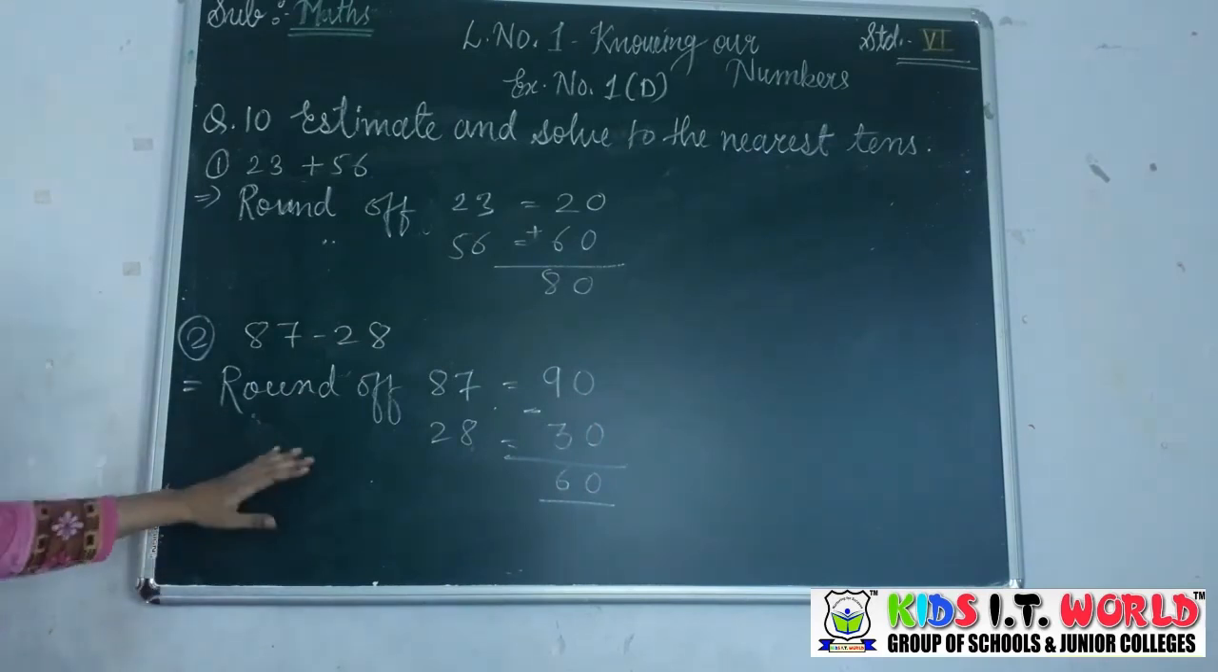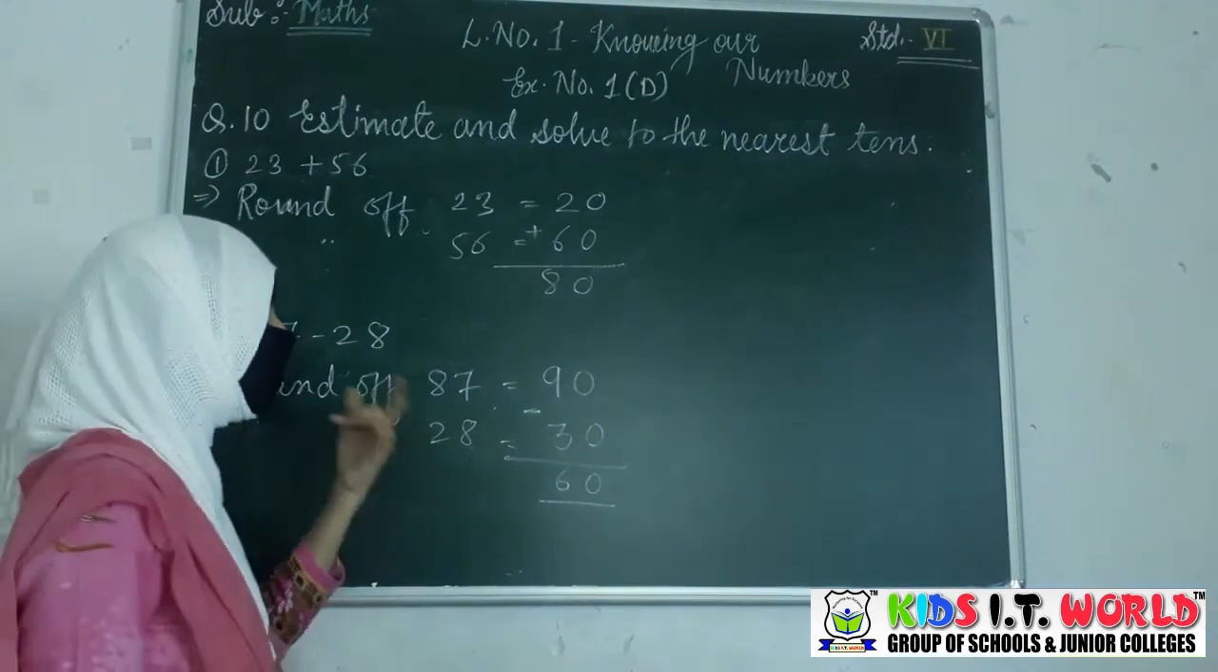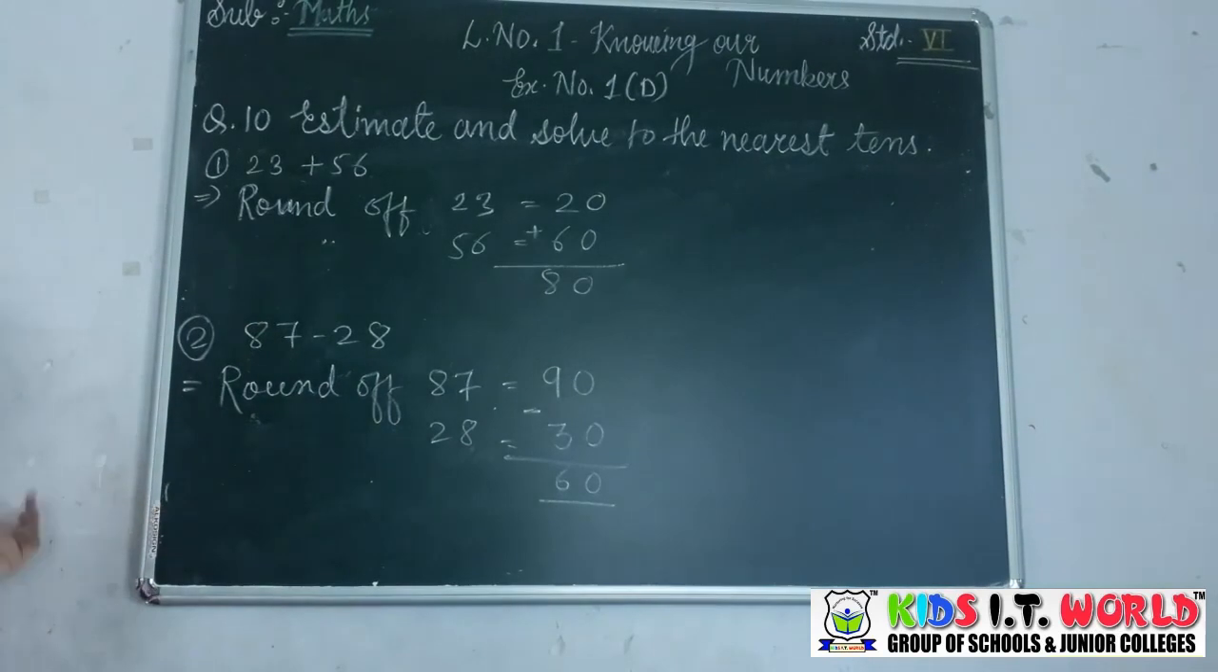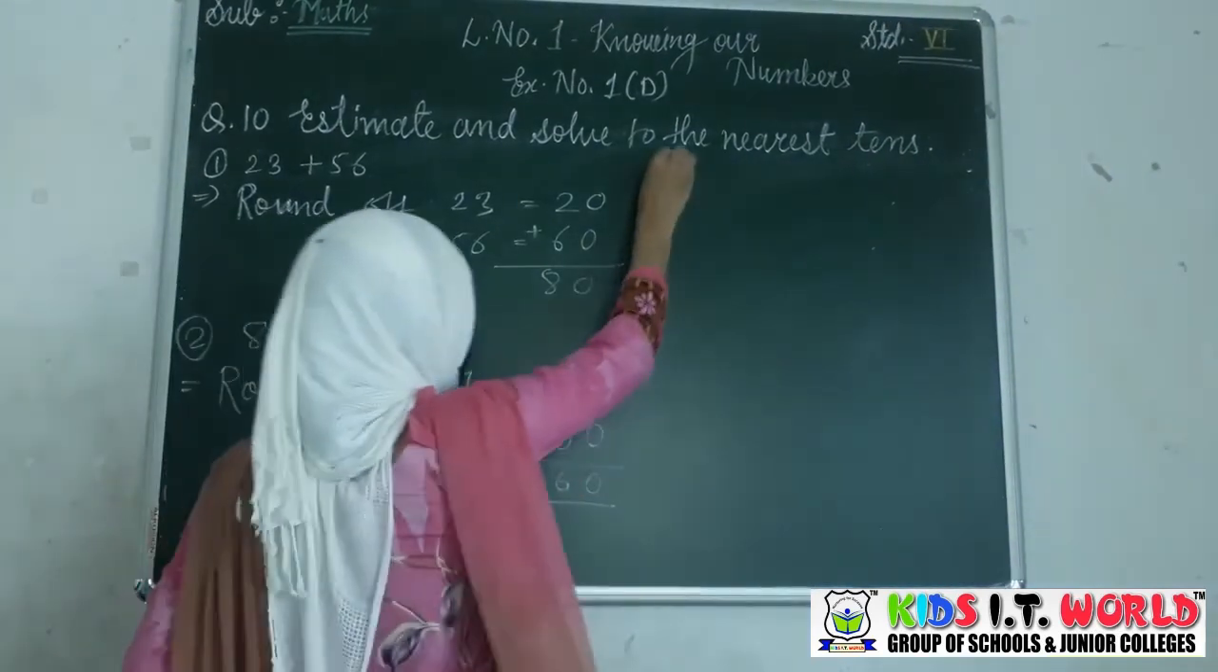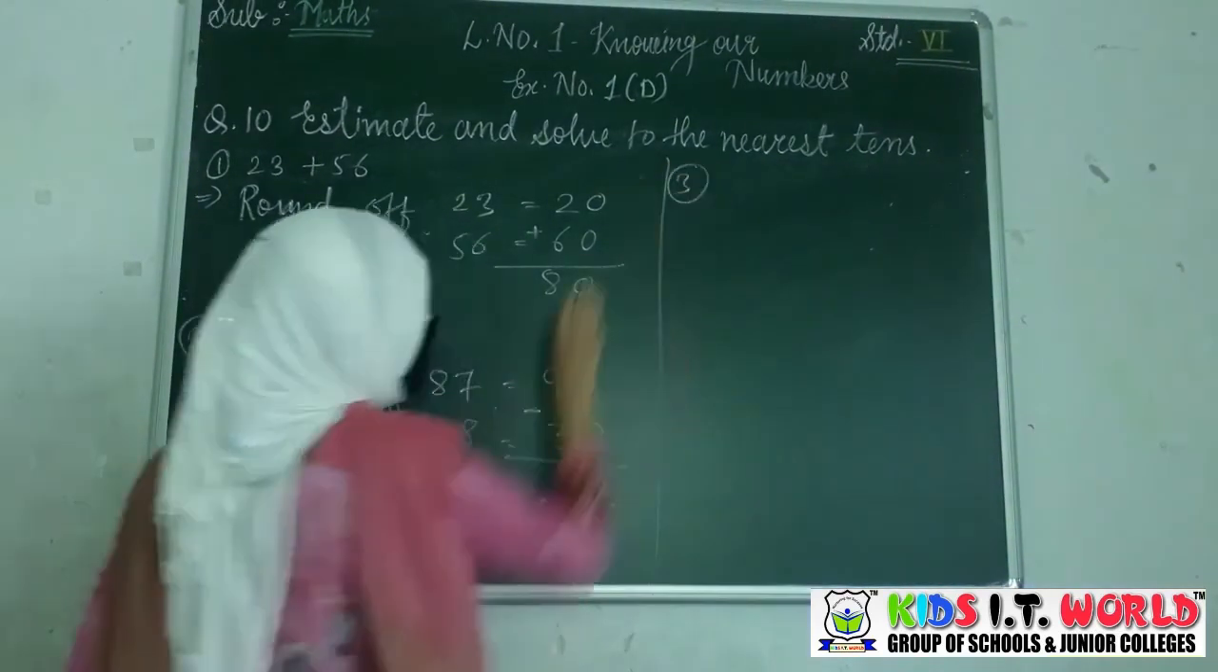Understood, students? In this way you have to do it for the subtraction, and in this way you have to do it for the multiplication also and for the division also. So let's see the multiplication now.